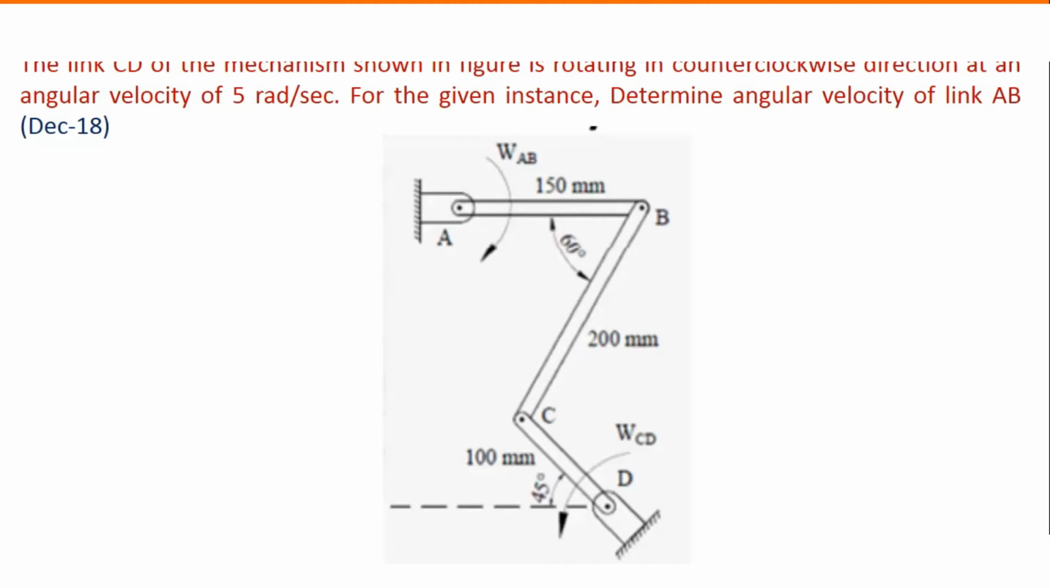The question is, the link CD of the mechanism shown in the figure is rotating in counterclockwise direction at an angular velocity of 5 radian per second. For the given instance, determine the angular velocity of link AB. This question was also asked in December 2018 examinations. So what is given to us? It is given to us that this link CD is rotated with an angular velocity of 5 radian per second.